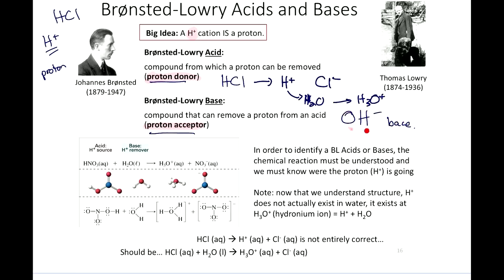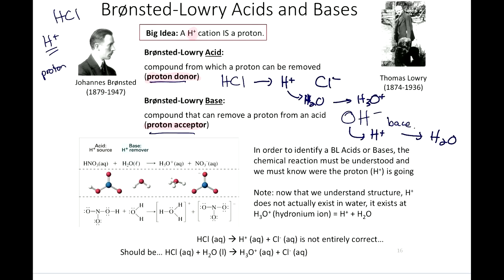So here's just a generic base, like hydroxide. We can see, yes, OH minus can accept that H plus cation and produce H2O in that case. So it can accept a proton. So that is a Bronsted-Lowry base. So those are the basic definitions of Bronsted-Lowry acid and base, but the important concept here is, can we give you a chemical reaction and can you identify the Bronsted-Lowry acid or base in that chemical reaction?